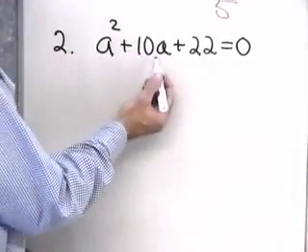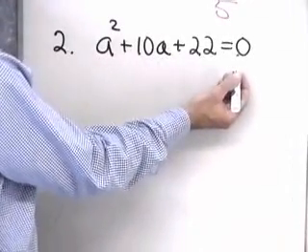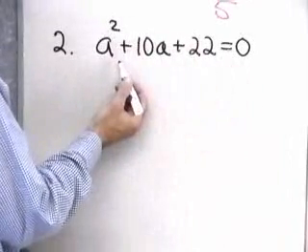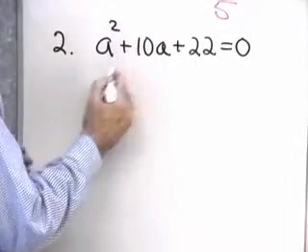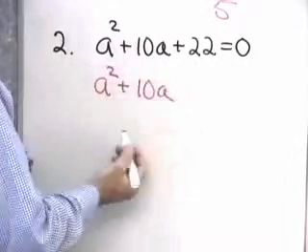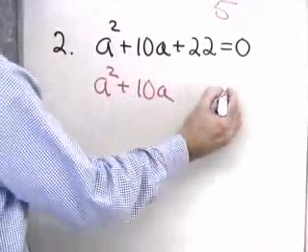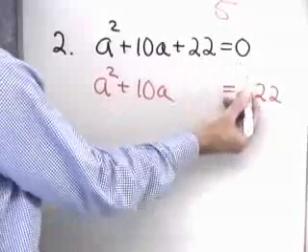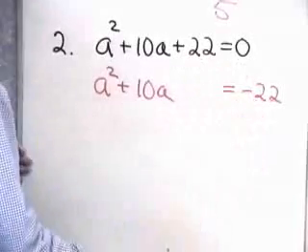a squared plus 10a plus 22 is equal to 0. Now what I want to do is get this equation into the form of the equation we solved in problem number 1. So I'm going to start by writing these first two terms together on the left side and moving the constant term to the other side by adding negative 22 to both sides. So I get negative 22 on the right side.